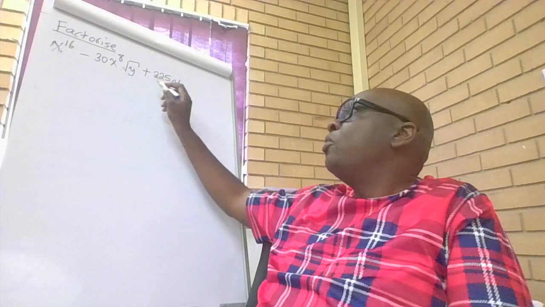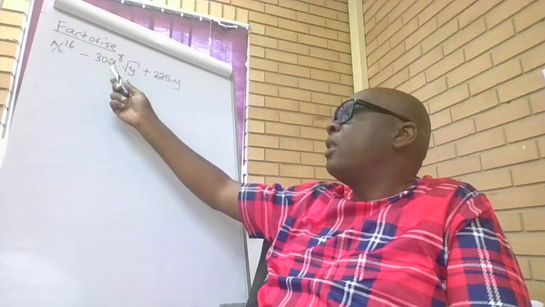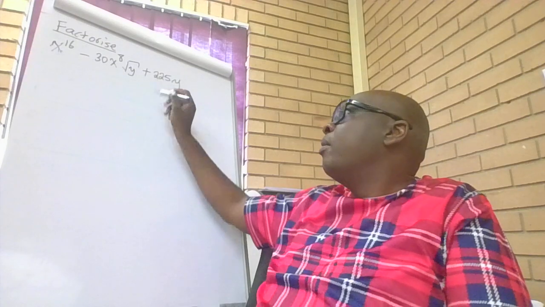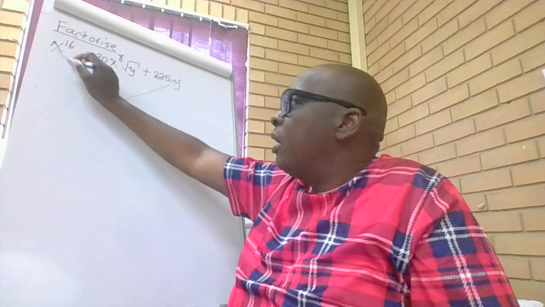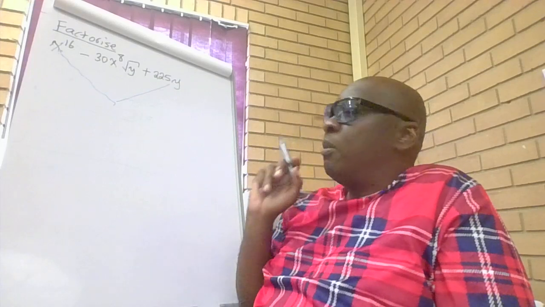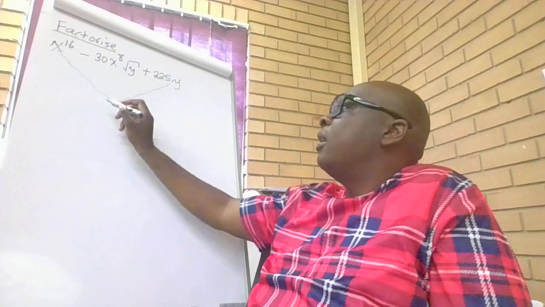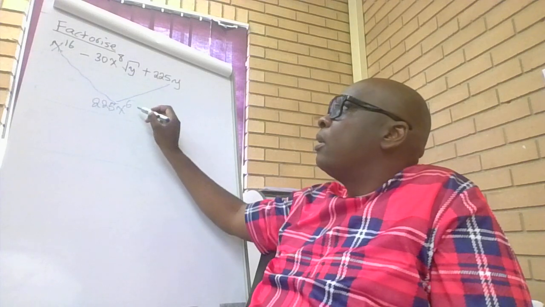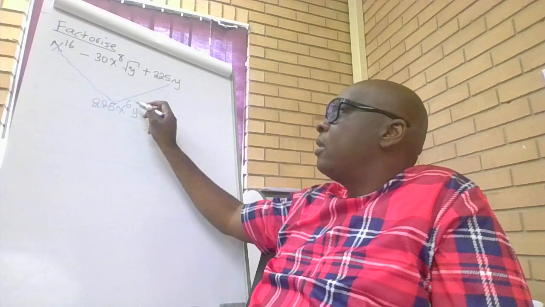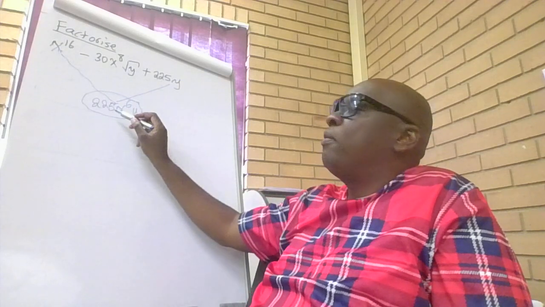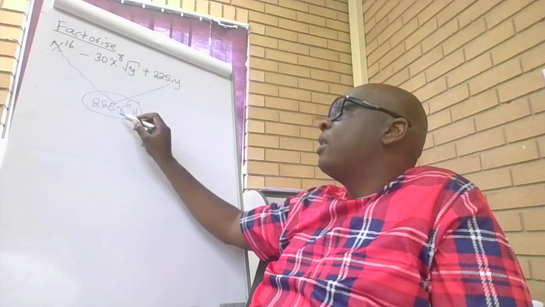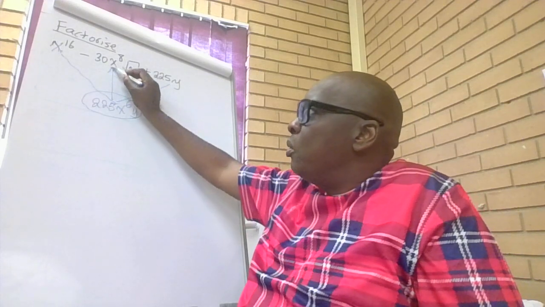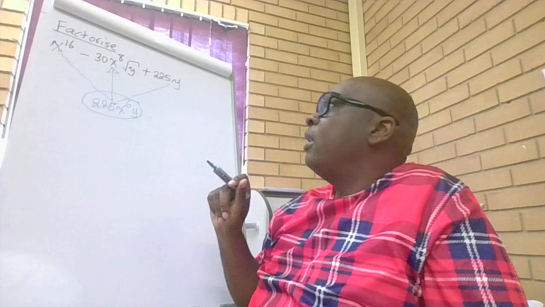If you want to factorize this, x to the power 16 minus 30x to the power 8 square root of y plus 25y, multiply these two terms here, and you're going to get 225 x to the power 16 y. Now, this that you got after multiplying, look for factors of this such that if you add those two factors, they should give you the middle term here, minus 30x to the power 8 square root of y.